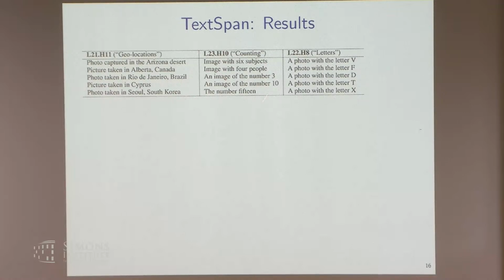This is the one that gets at the spurious cue I mentioned before. It's a counting head, but it has both image with 6 subjects, image with 4 people, and then image of the number 3. And so this is where the problem comes, right? This should be an image of 3 objects, not image of the number 3.